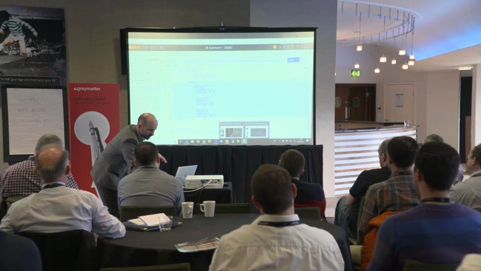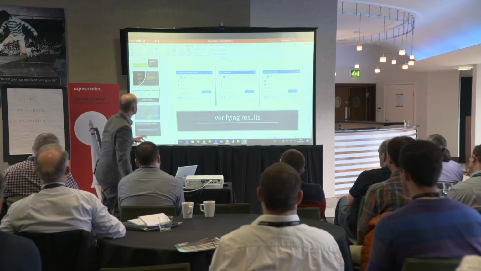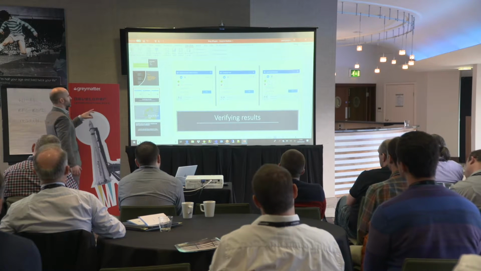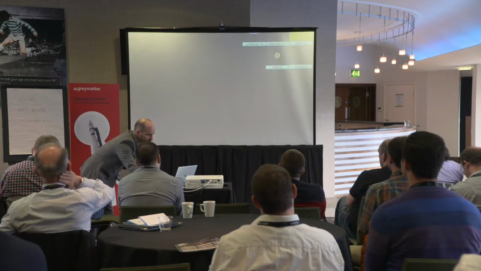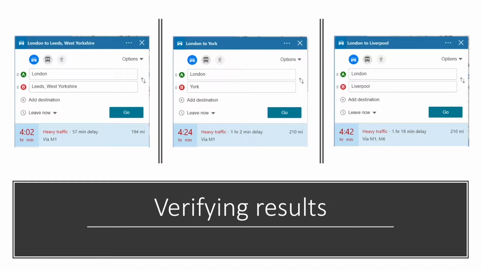And we can verify that information is correct by taking those starting points and destination points and feeding them into Bing through the website online. We can see up here that the web service returned 194 as being the closest. So up here we've got London to Leeds, so that's the closest place we can get to. It's 194 miles. London to York, 210, and London to Liverpool, 210.